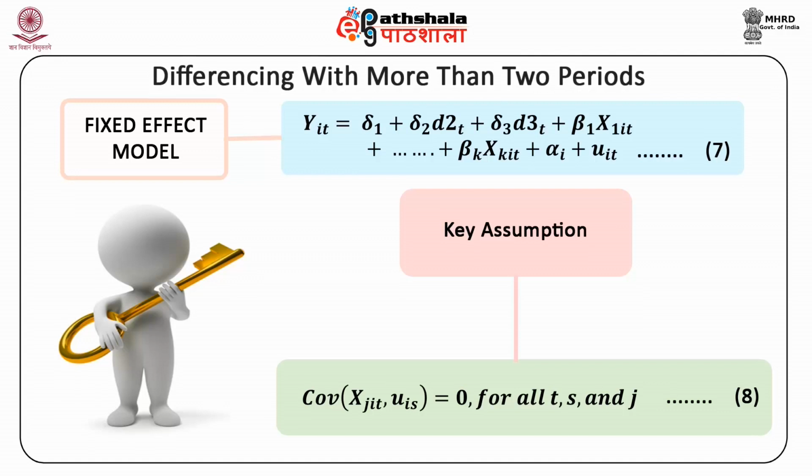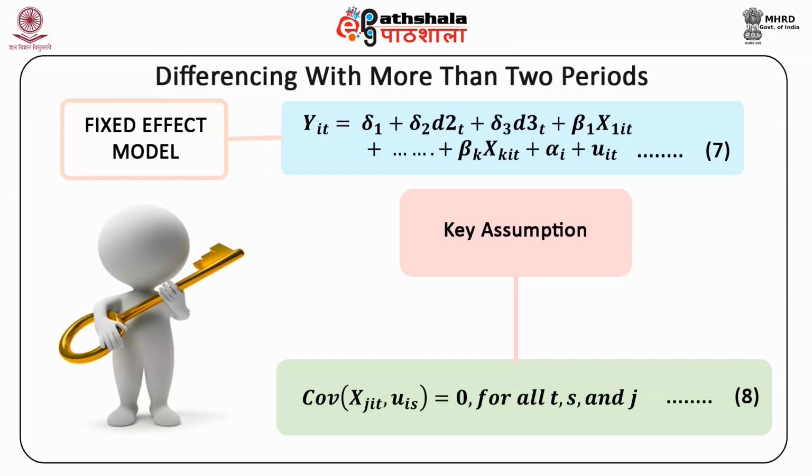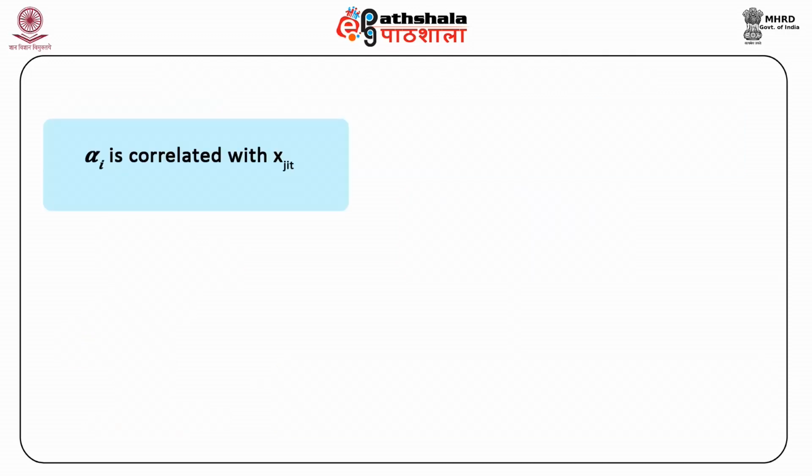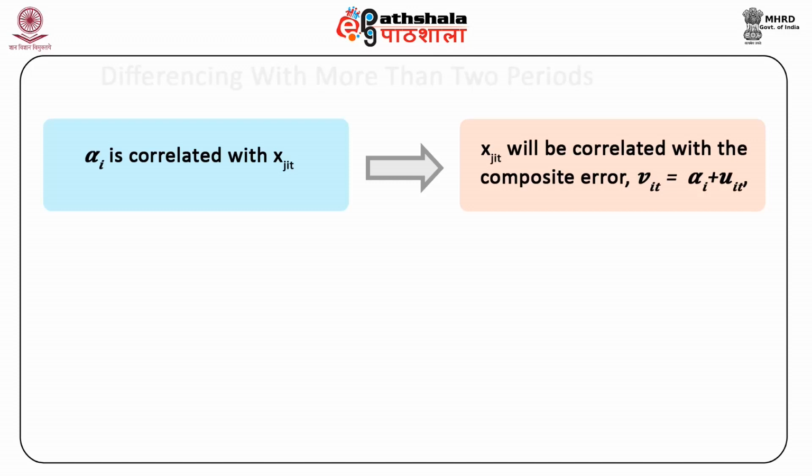This assumption, which is equation 8, rules out the case where future explanatory variables react to current changes in the idiosyncratic errors. If we omit an important time varying variable, then equation 8 is generally violated. Measurement error in one or more explanatory variables can cause this equation to be false. If alpha i is correlated with x_jit, then x_jit will be correlated with the composite error v_it, which is equal to alpha i plus u_it under equation 8.